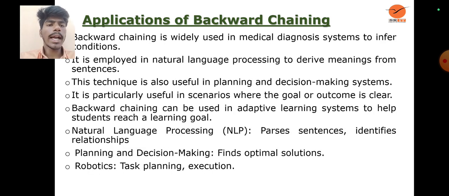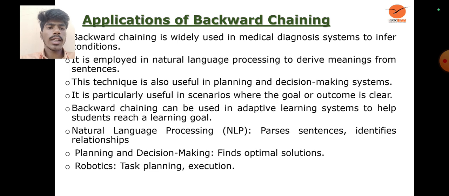Applications of backward chaining. Backward chaining is widely used in medical diagnosis systems to infer conditions. It is employed in natural language processing to derive meaning from sentences. This technique is also useful in planning and decision making systems. It is particularly useful in scenarios where the goal or outcome is clear.